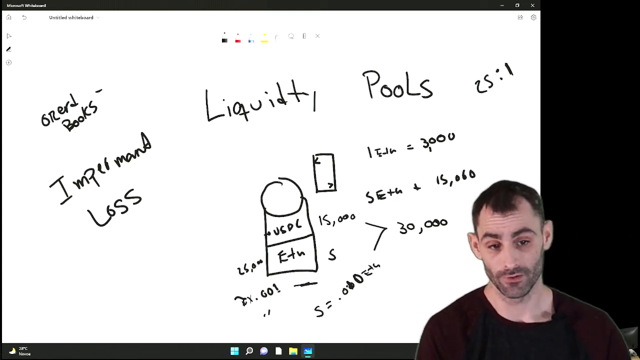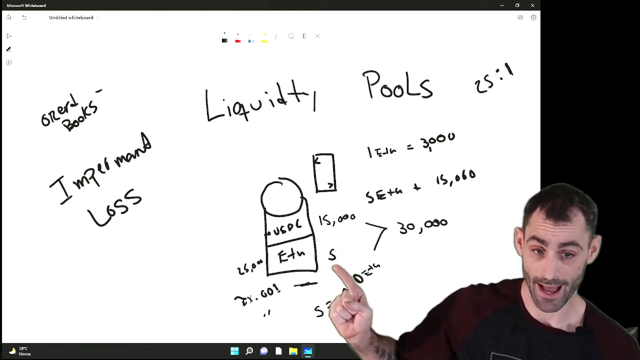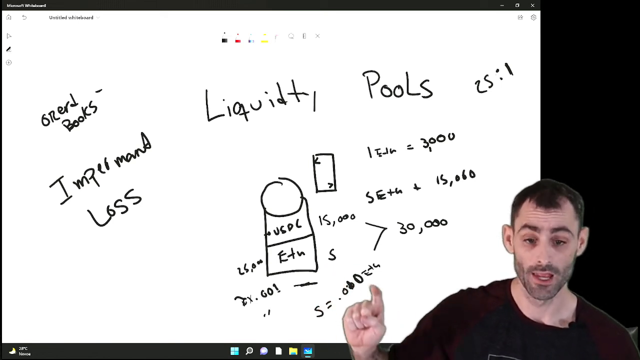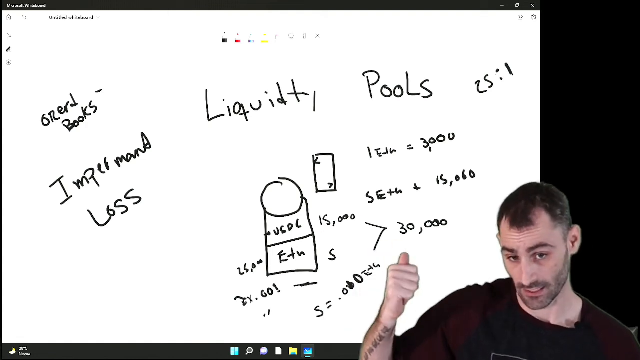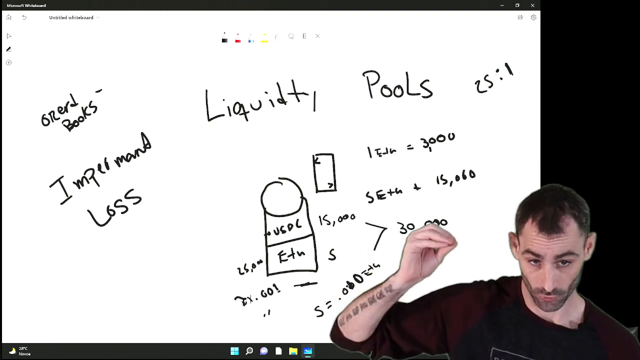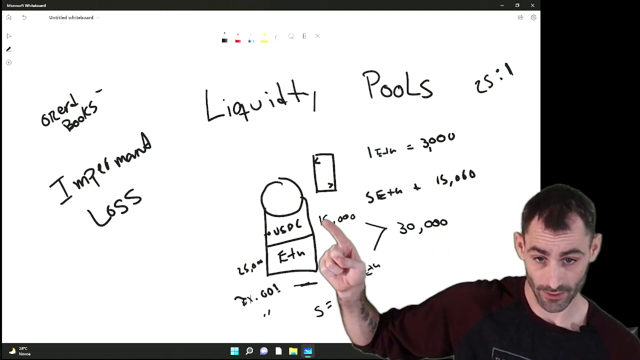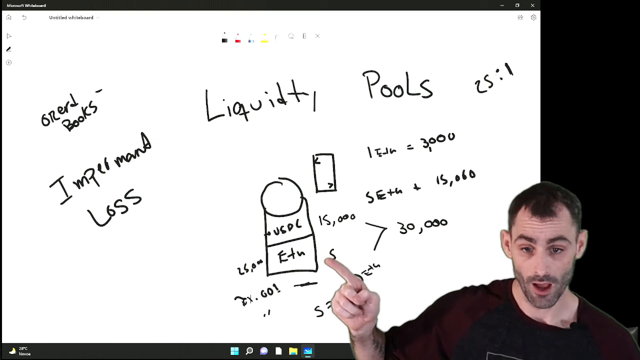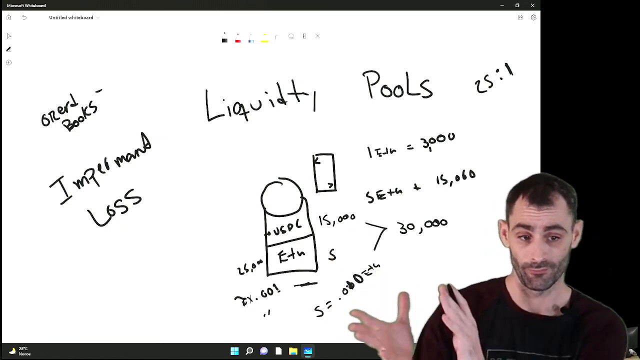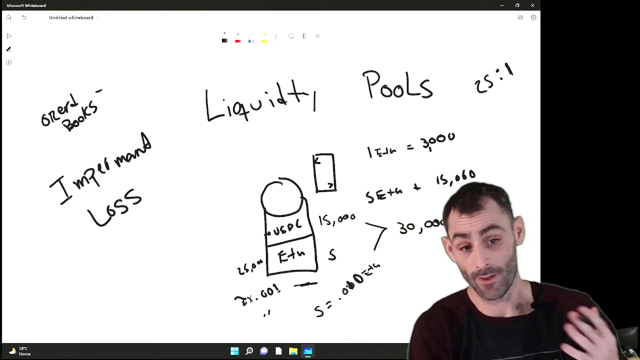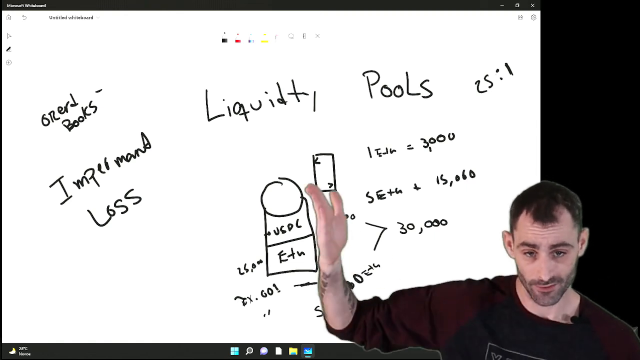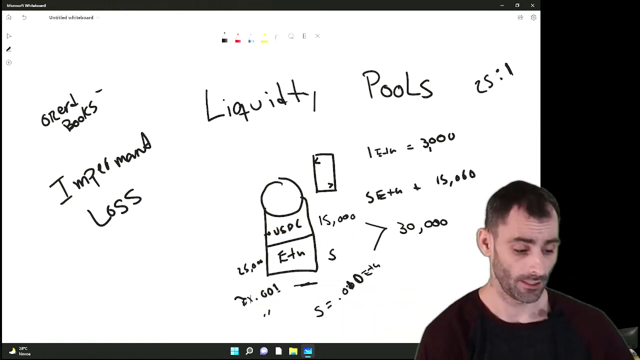The value of each is equal, 50 cents on the dollar. The value of this is worth $15,000 because each one's worth $3,000, and the value of this is worth $15,000 because each one's worth $1, and you're giving a total of $30,000. 50% of the $30,000 is here. 50% of the $30,000 is here. So there's $15,000 here and $15,000 here. You've provided the liquidity. Now you're making that passive income. This is pretty passive because now as people trade between these assets, you're getting a fee.